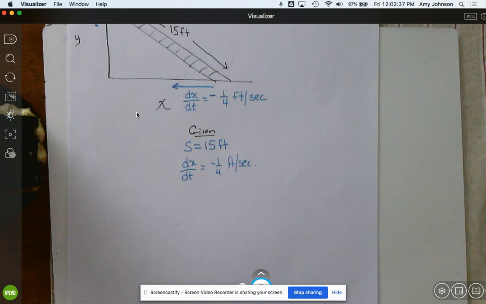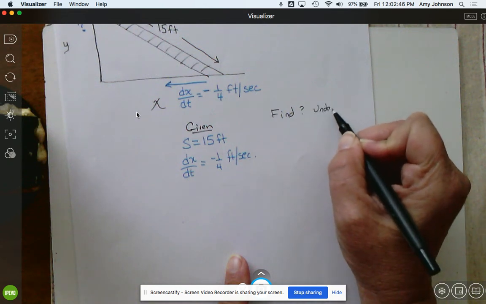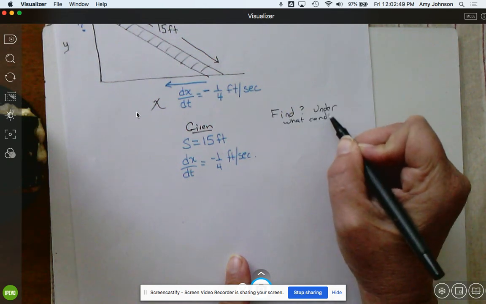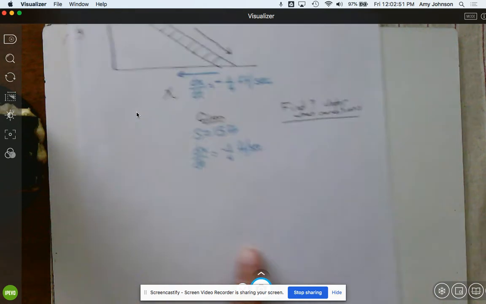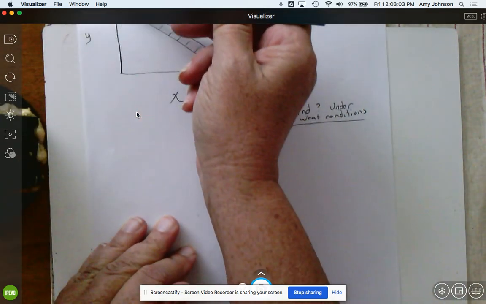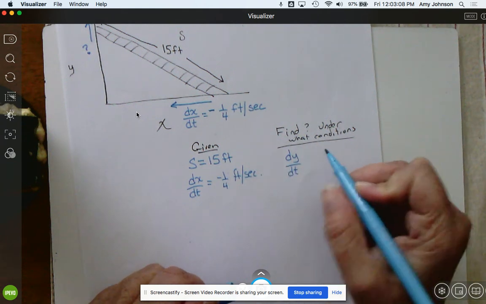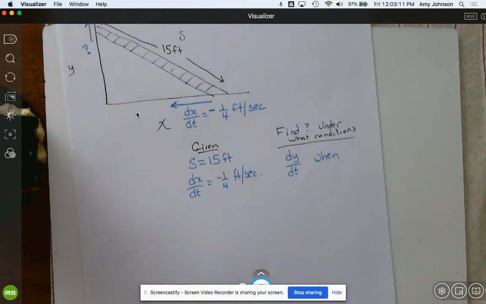Okay, and then the next thing we're supposed to say is what are we supposed to find and under what conditions? So this is really important. It said that it wants us to find how fast the top of the ladder is moving up the wall. So we're supposed to find dy dt. How fast is this ladder sliding up the wall? But dy dt is always changing, so they must tell us what the conditions are. Find dy dt when t equals 12.